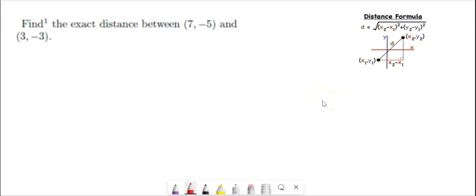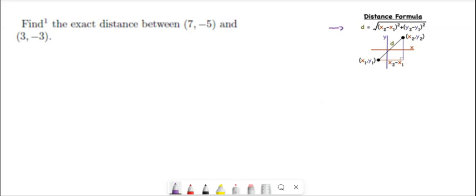Hello everyone. So in this video we're going to try to find the distance between two points. In this case, the two points are (7, -5) and (3, -3). So those are the coordinates.